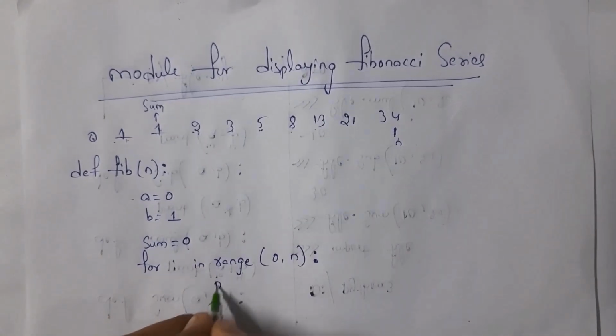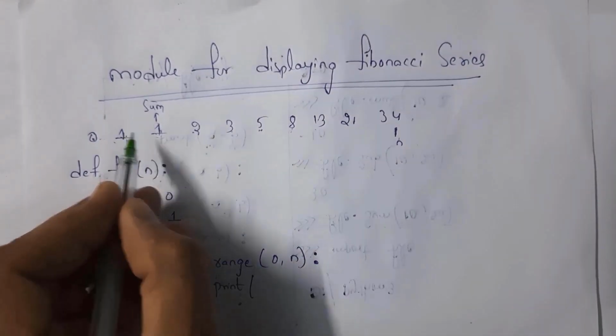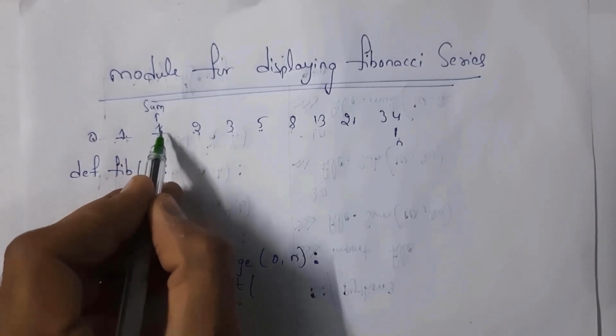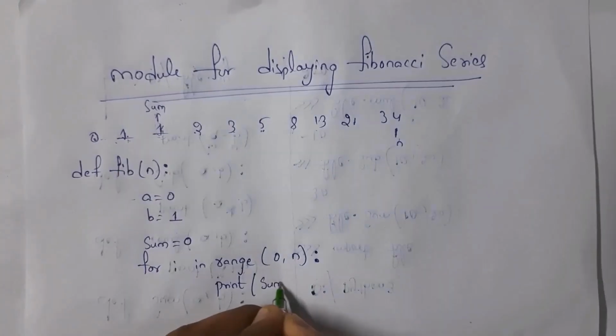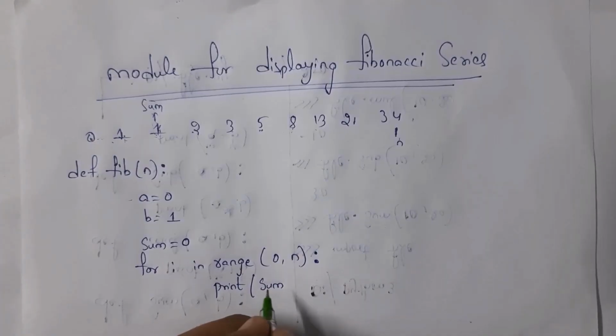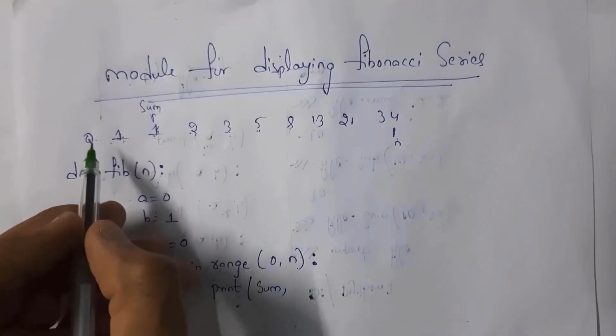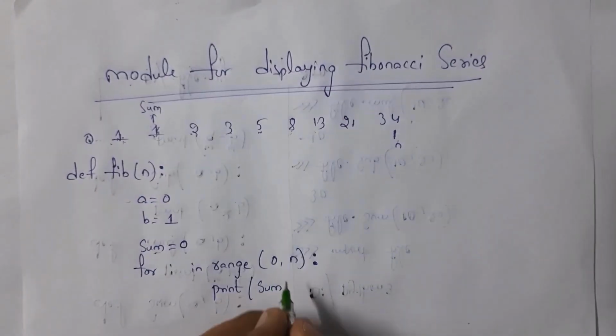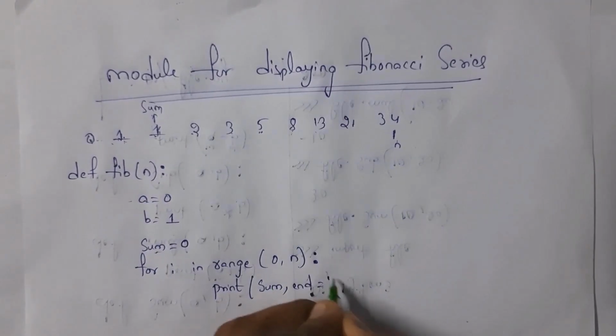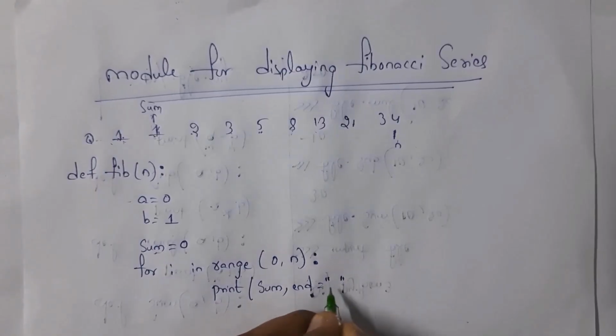Next write here print. After performing addition, we are printing only the result, that is sum. The result is stored in the variable sum, so just write here sum. Don't give quotation marks because sum is a variable name. I want to print the output in a single line, separated with space. So just write here end equal to space, that is, in quotation marks give a space.